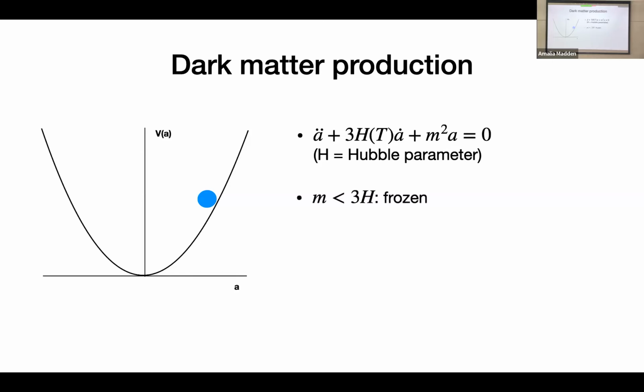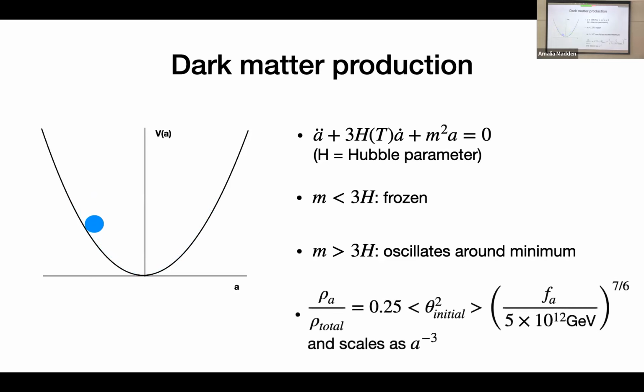Now, early in the universe, when it's very hot, the mass of the axion is below the Hubble scale, and the axion is frozen by friction at the top of its potential. Whereas the universe cools, the Hubble scale will fall below the mass of the axion, and it will begin to oscillate around its minimum. And these coherent oscillations of the axion around its minimum redshift like dark matter, and its energy density today is determined by its initial angle, where it was initially frozen in the universe, and the axion decay constant.